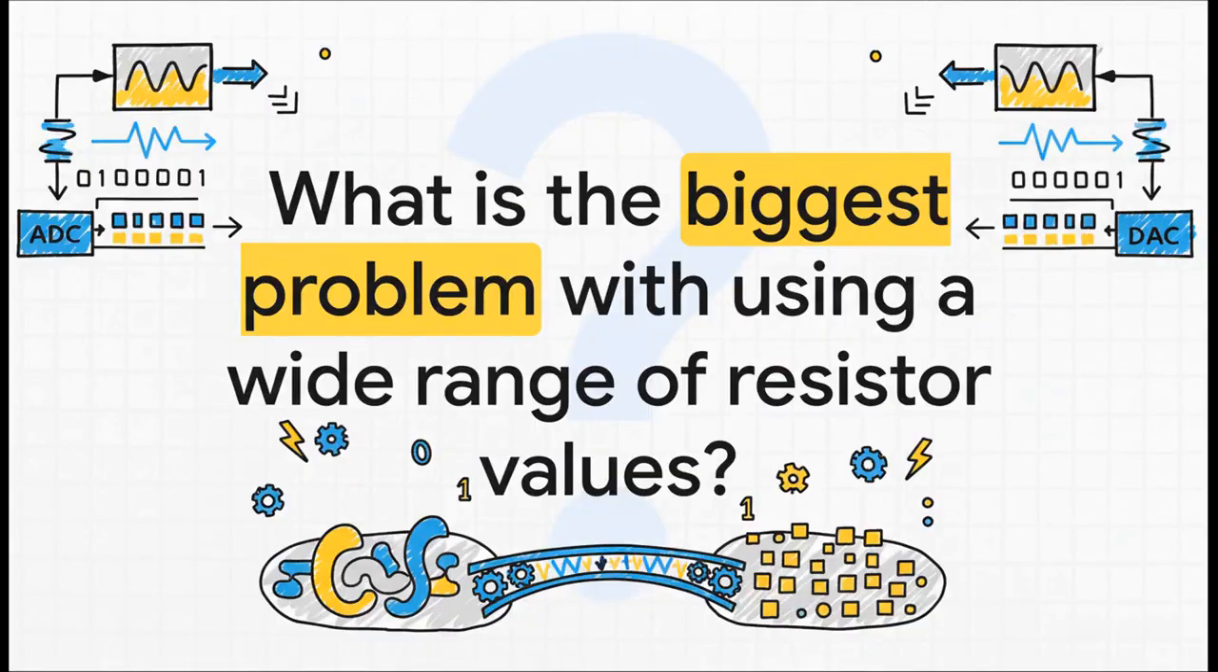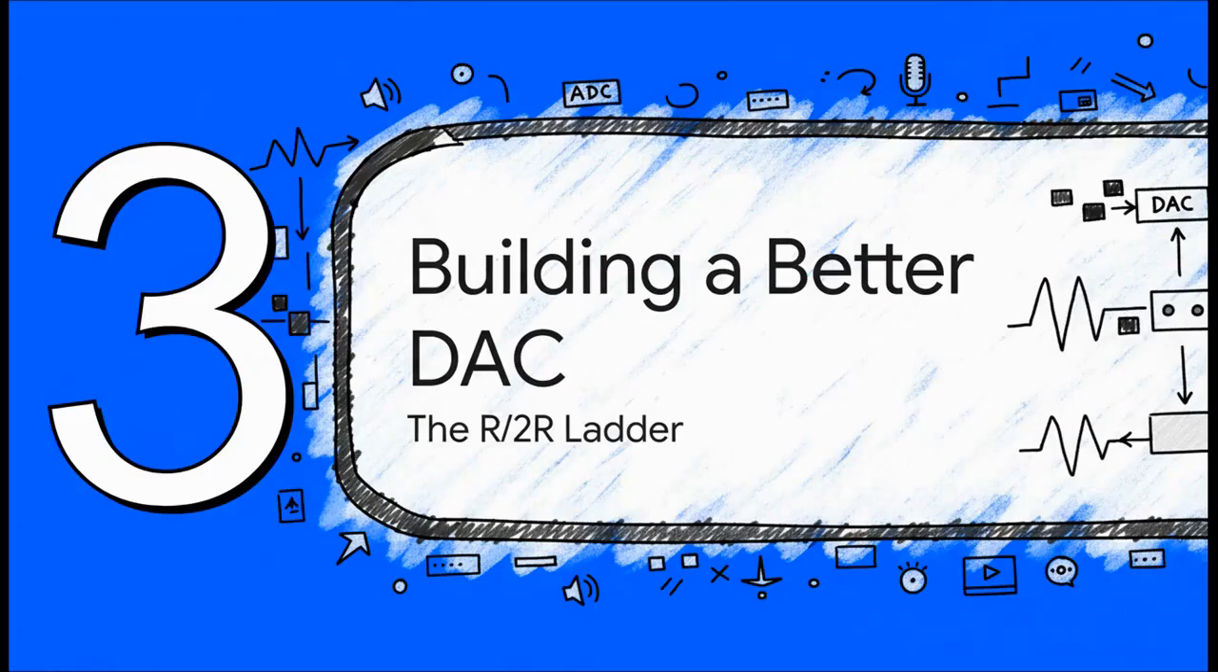Now, this recipe is fantastic in theory, but it has a really big practical problem. Imagine you need a high-quality 12-bit DAC. You would need a huge range of very, very precise resistor values, and manufacturing that is a nightmare. So let me ask you, what is the main drawback of using such a wide range of resistor values for this recipe? That's the exact problem engineers were facing, and they came up with a truly brilliant solution. So let's see how they built a better, much more practical bridge.